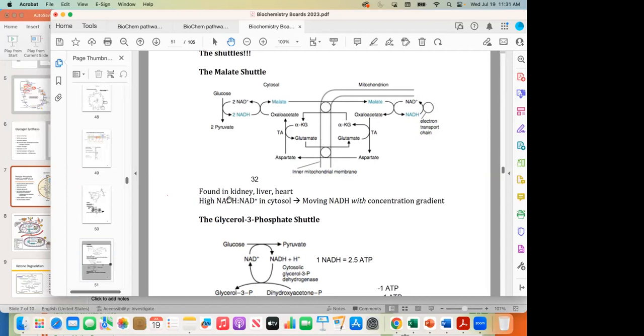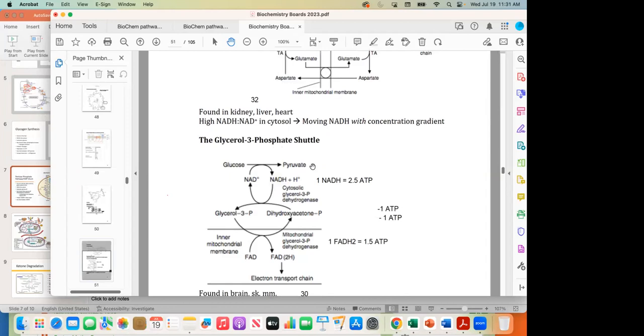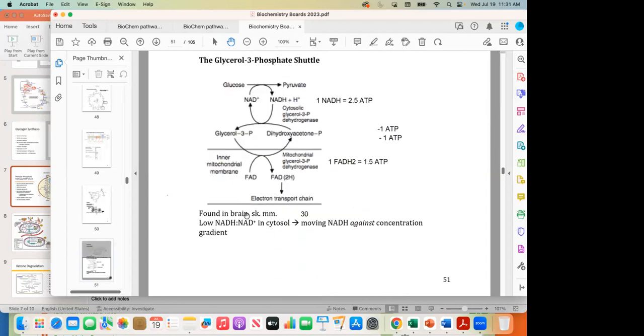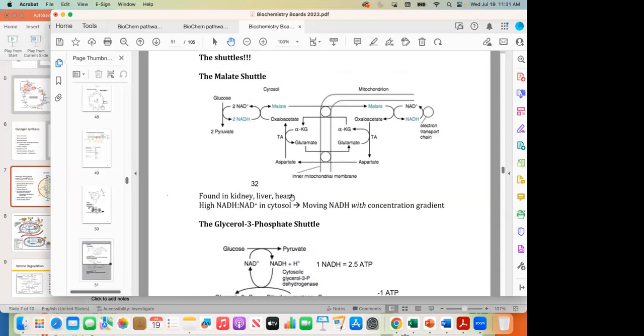These are areas where you have lots of NADH, so you don't lose any. The glycerol 3-phosphate shuttle is in brain and skeletal muscle. This is where you're actually expending 2 ATP in the form of these NADH, FADHs, so you end up with 30 ATP total. So in brain and skeletal muscle, you'll generate a little less ATP for 1 molecule of glucose than you will in kidney, liver, and heart.